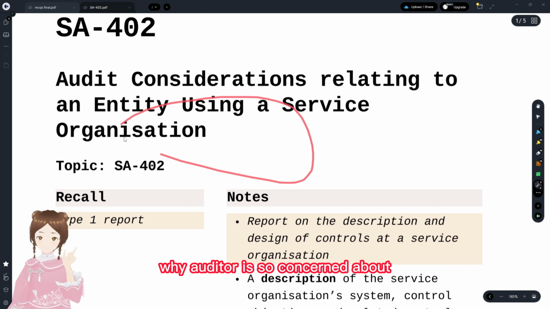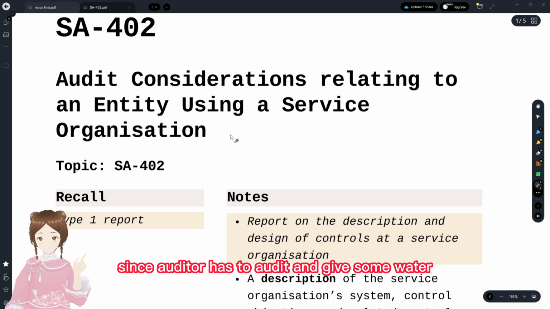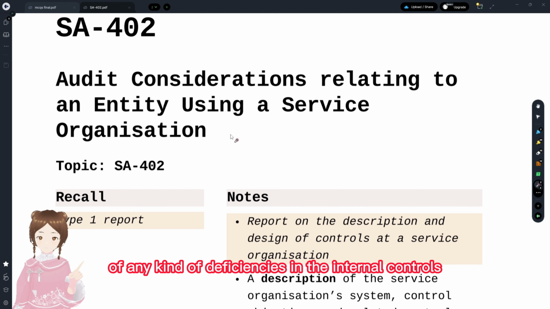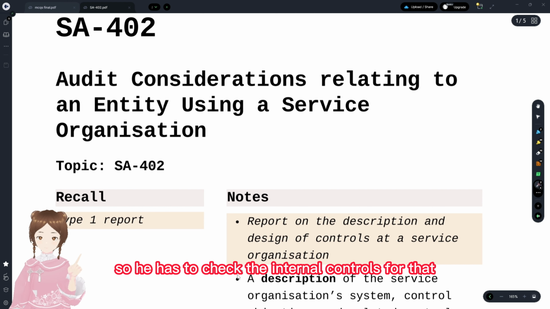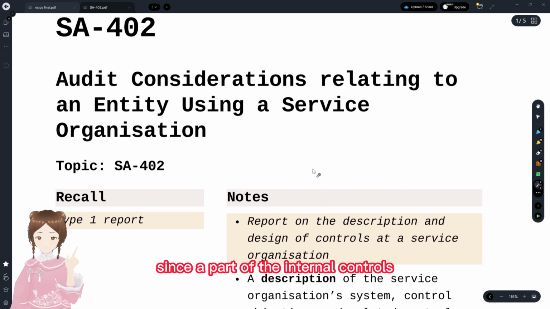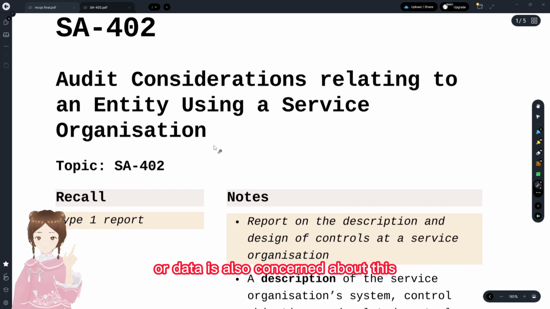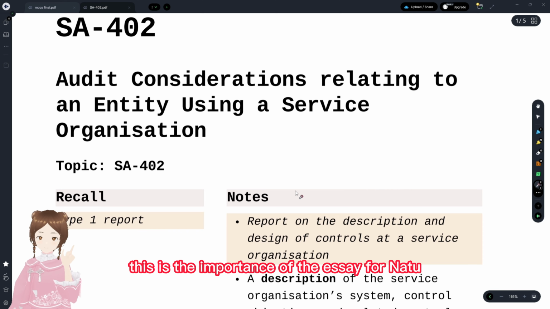Why is the auditor so concerned about these service organizations? Since the auditor has to audit and give a report on the internal controls or any kind of deficiencies in the internal controls with regards to financial statements, he has to check the internal controls. Since a part of the internal controls is being outsourced to this service organization, the auditor is also concerned about the internal controls in the service organization. This is the importance of SA402.